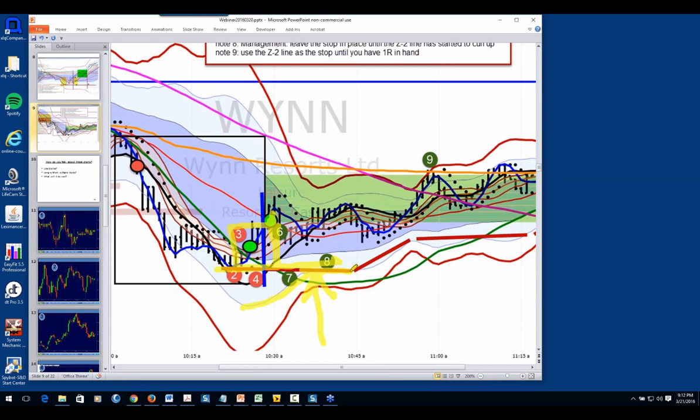Now we're using the Z2. The Z2 has started to curl up until we have 1R. So if this is the 1R box, this green shaded box is the 1R gain. At position 9, this is where we can start thinking about adjusting our stop. So the Z2 line started to go down. Never lower your stop. So just keep that in place.